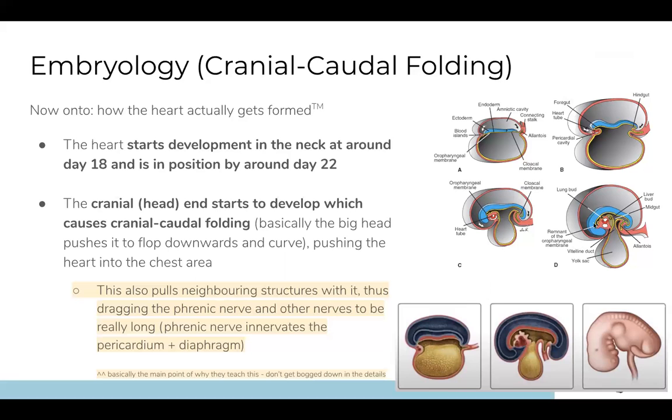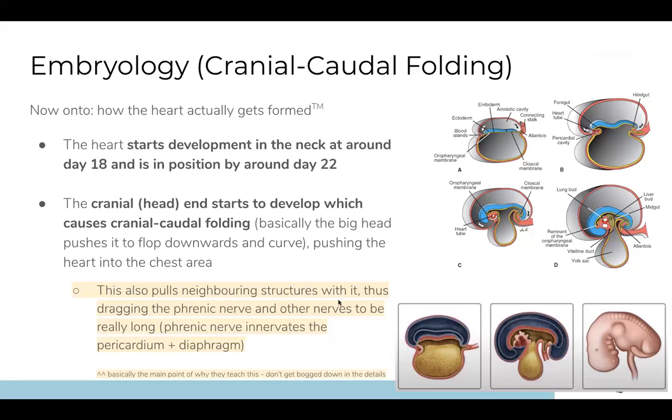And it has to curve inwards because it doesn't have anywhere else to go. So your big head flops downwards and curves. If you can see the heart tube here, this tiny little bit here, as your head curls around, your heart tube is actually pushed from the head area all the way into the chest area there.